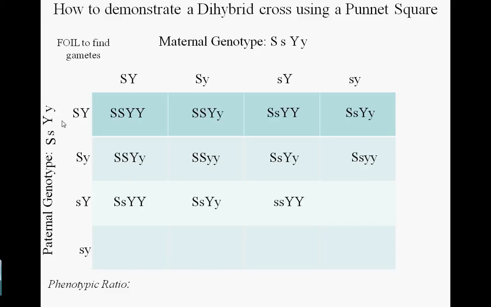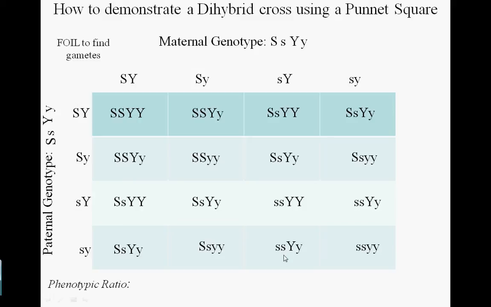Little s, big Y, big Y. Little s, big Y, little y. Big S, little s, big Y, little y. Big S, little y, little y. Little s, big Y, little y. And little s, little s, little y, excuse me. And so that's how you get your dihybrid cross.